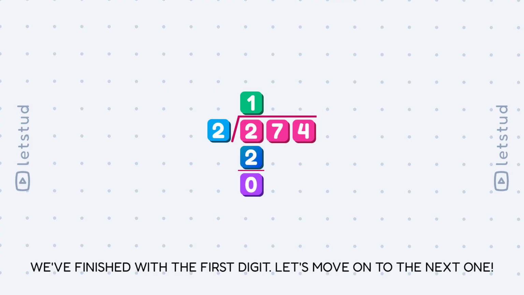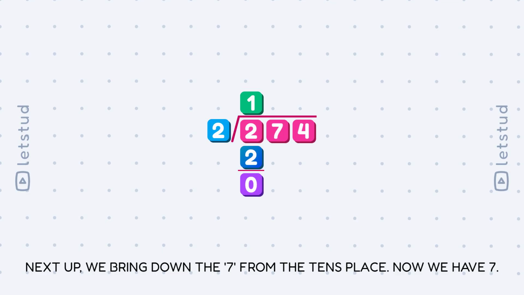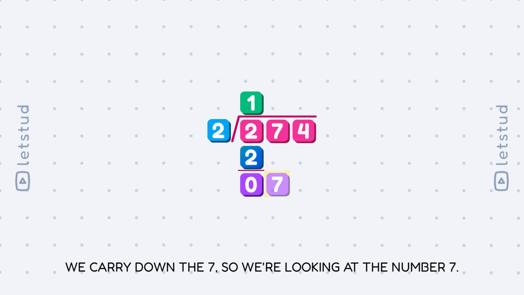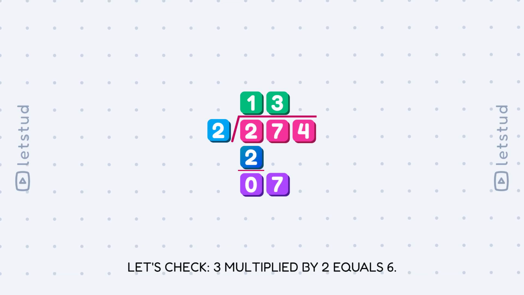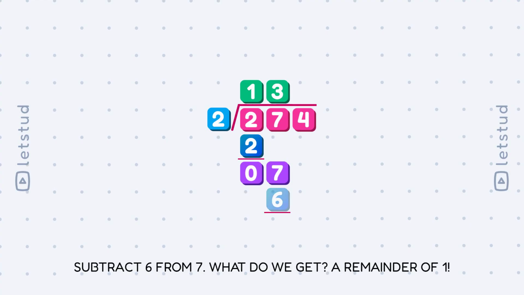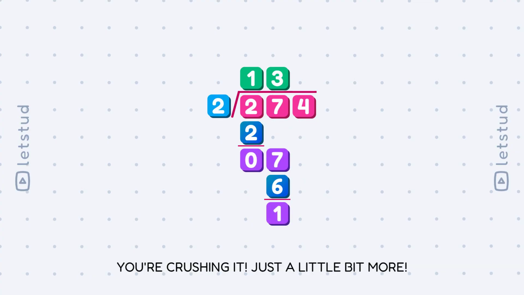We've finished with the first digit, let's move on to the next one. Next up, we bring down the 7 from the tens place. Now we have 7. We carry down the 7, so we're looking at the number 7. How many times does our divisor 2 fit into 7? It fits 3 times. Let's check: 3 multiplied by 2 equals 6. Subtract 6 from 7, what do we get? A remainder of 1. You're crushing it, just a little bit more.